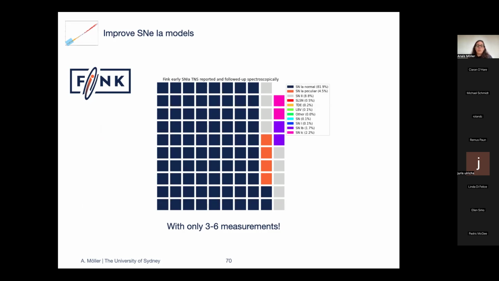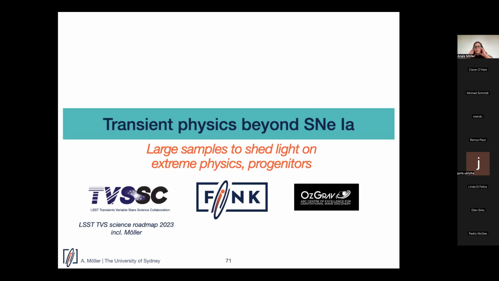So you can see we're pretty good at this. The other thing that we're working on is a little bit beyond supernova. And this is something I'm doing with OSCRAV and the Transient Variable Star Science collaboration, that is to get large samples of transients to understand their mechanisms and progenitors.